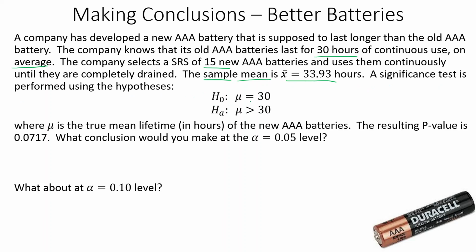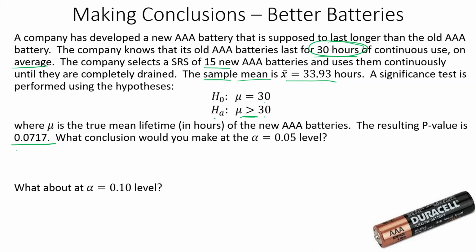Our null hypothesis is that it's equal to 30, because that's what we started off believing, 30. Our alternative is we want to know, are these new ones better? Do they last longer? That means greater than, where mu is the true mean lifetime in hours of the new batteries. The resulting p-value is 0.0717. What conclusion would you make at the alpha equals 5% significance level?